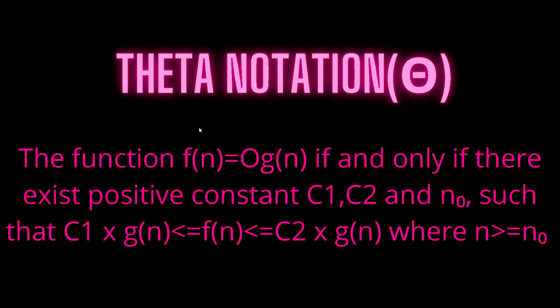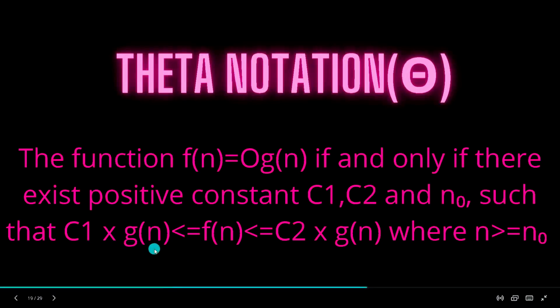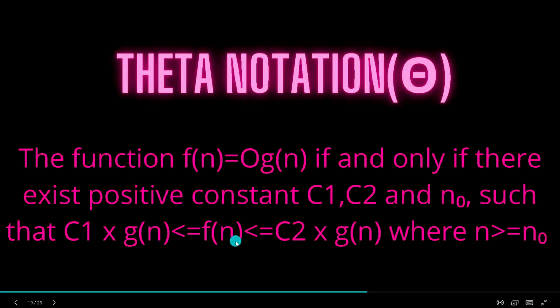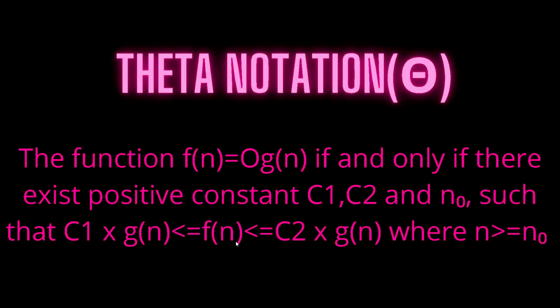Now let's look at the theta notation. Theta notation is no different. It is also very similar to this, but with a slight change. Here you just read the definition. I'm really bored of reading this definition. Here the only difference is it is true only for this particular condition: C1 into g of n should be less than or equal to f of n, which should be less than or equal to C2 into g of n.